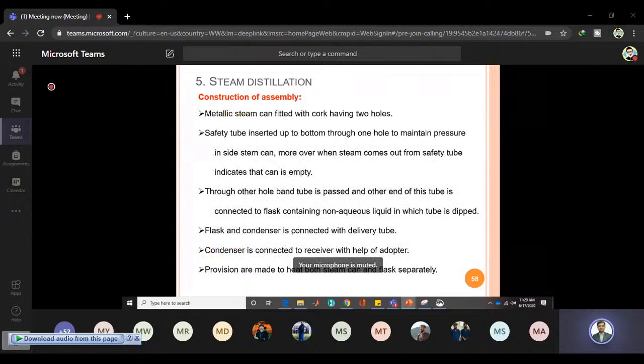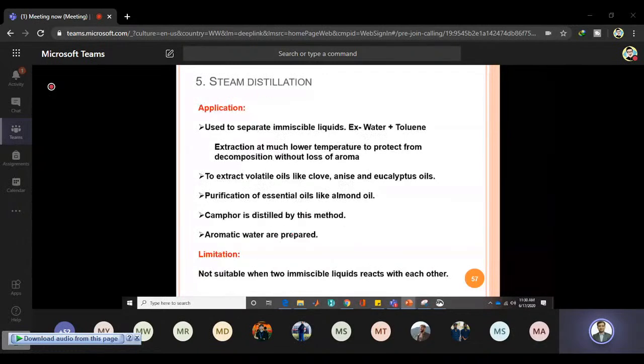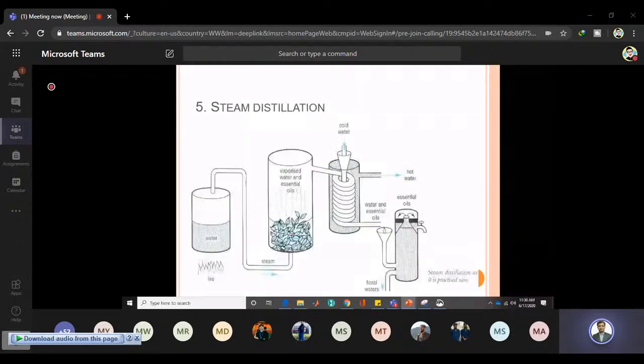Construction: a metallic steam can fitted with a cork having two holes, safety tubes, and so on. I'm not reading this all. Let me take you through this equipment. Here is one of the pieces of equipment.